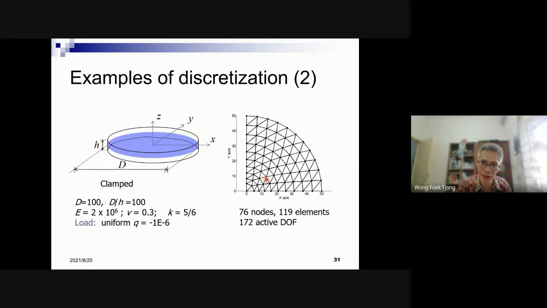This is different from the previous one because we use triangular elements. Please notice that here is a straight line, not a curve. So this is geometrical approximation. The circular curve is approximated by a polygon, right? Here. That's geometric approximation.